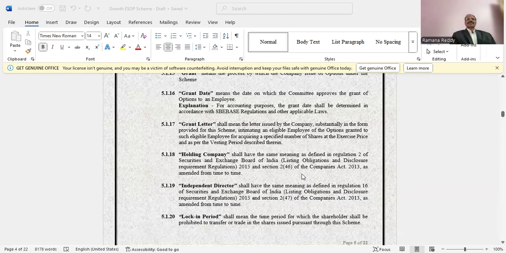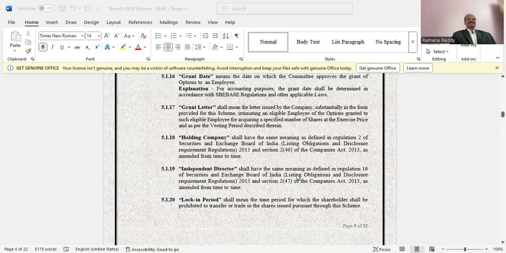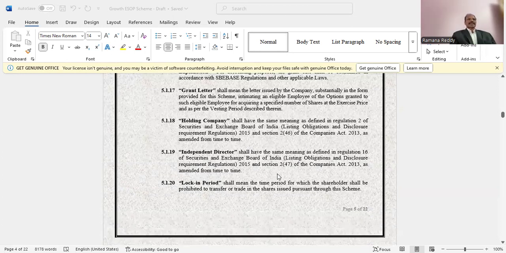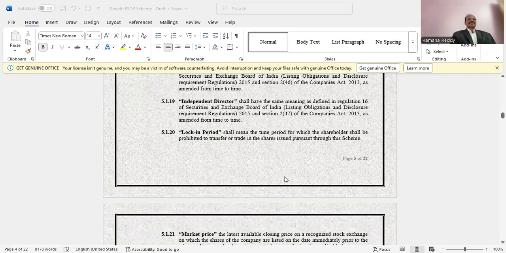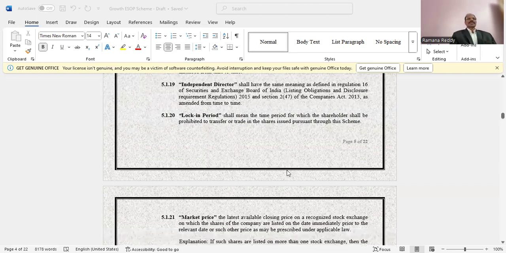Holding company, as per the definition under the Companies Act 2013, and independent director. Yes, this definition of independent directors will follow the SEBI LODR regulations and the definition given under section 2, subsection 47 of the Companies Act 2013. Lock-in period. The definition of lock-in period is the period for which the shareholder shall be prohibited to transfer or trade in the shares issued pursuant to this scheme. So lock-in period is not mandatory. It is purely the discretion of the company.